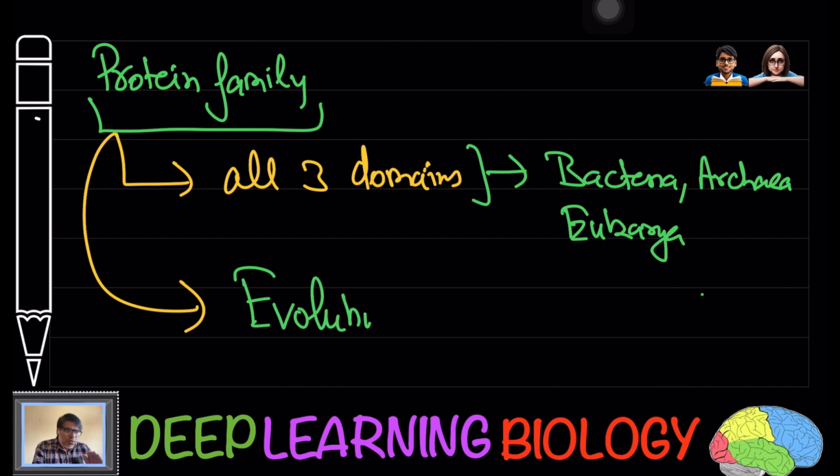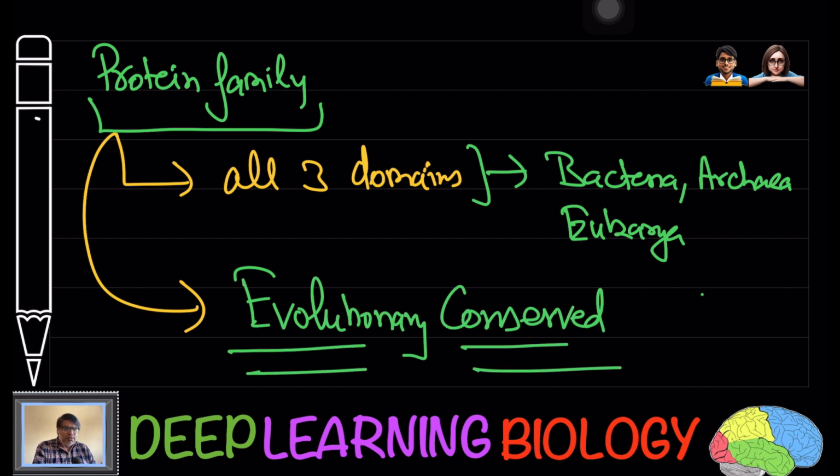Okay, it is evolutionary conserved. Here you can see there are various enzymes of glycolysis. If you look at glycolytic enzymes, they are present in bacteria, archaea, and eukarya. When you study the structure and function of those protein enzymes, you will see similarity. Sometimes the protein family might be present in various domains.